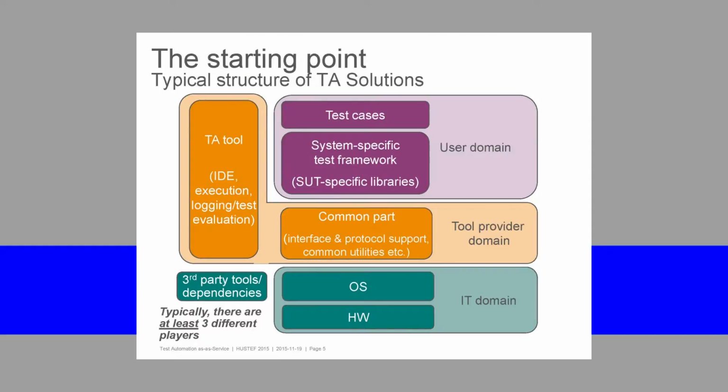What does a typical test automation solution consist of? We have an underlying hardware, software, operating system part. This is basically an IT domain. So this is provided or requested from the IT department, IT support. Then we have a test automation tool provider. It may be internal or external to the company. It's not really the point, not so important, but this is one of the players of the whole picture.